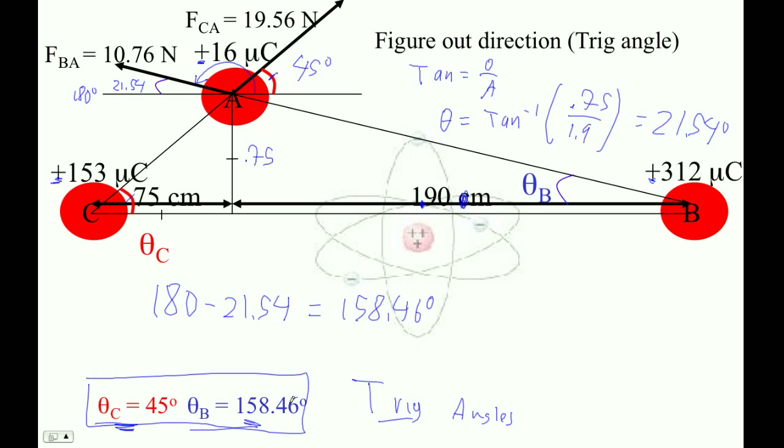Is that blue the same color? Kind of is, isn't it? It's a pretty blue. All right.